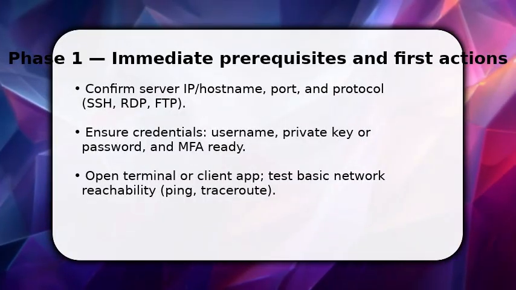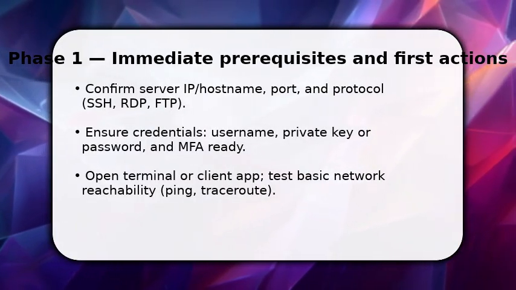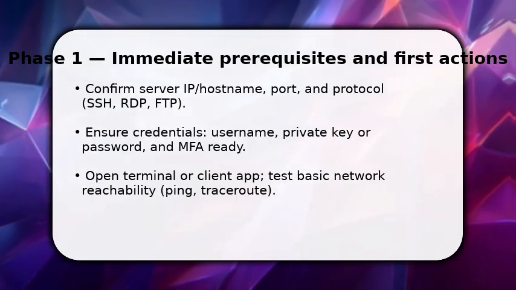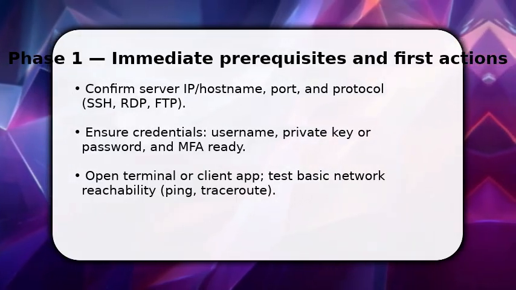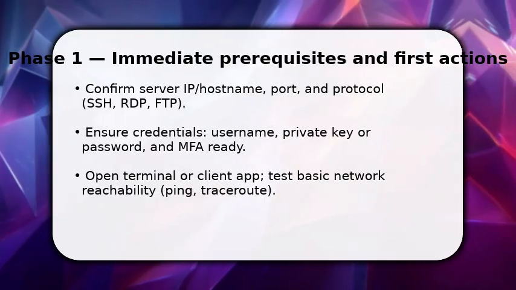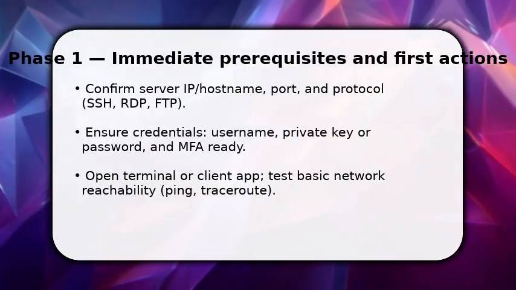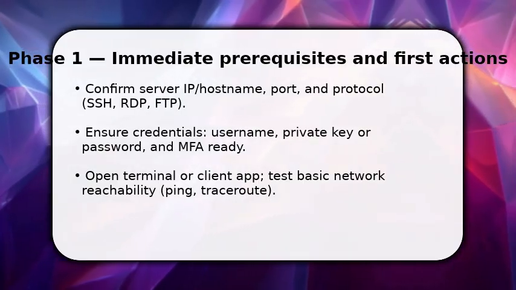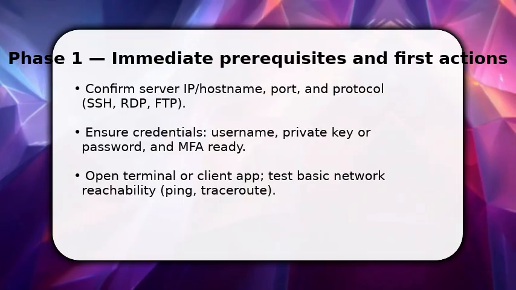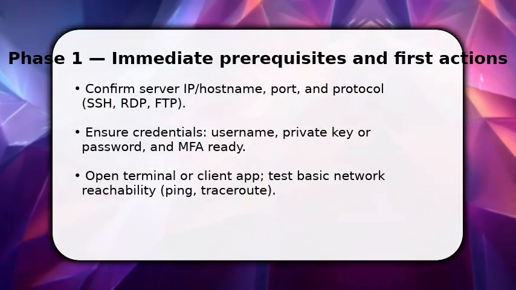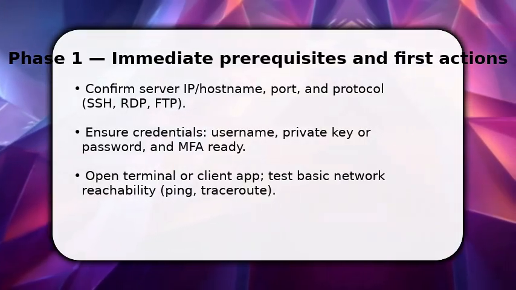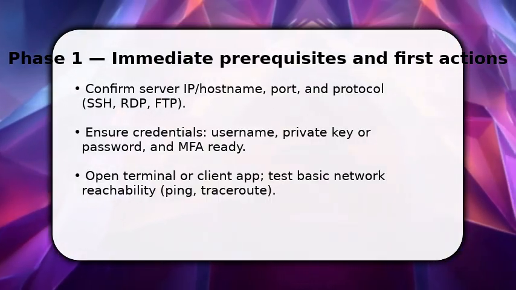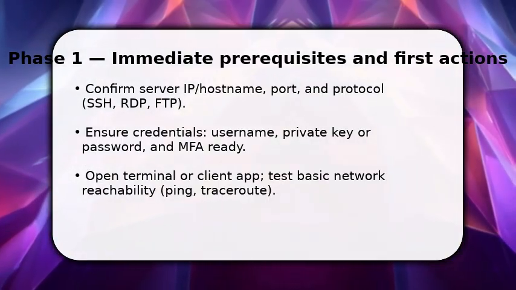You begin by gathering the essentials: server IP, port, and protocol, because without them, nothing will connect. Once done, make sure your credentials and any private key or MFA device are accessible. This prevents mid-process interruptions. Open your terminal or chosen client and run a quick ping or traceroute to verify reachability. This isolates DNS versus network issues early. If ping fails, switch networks or check firewall rules. Otherwise, proceed to authentication steps that follow.